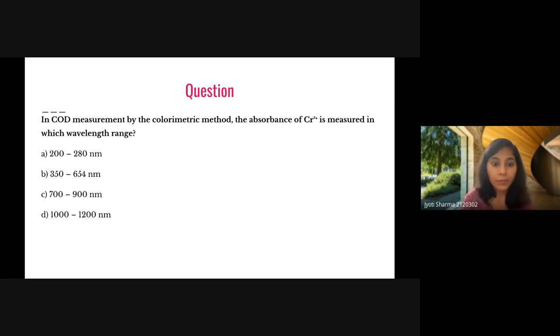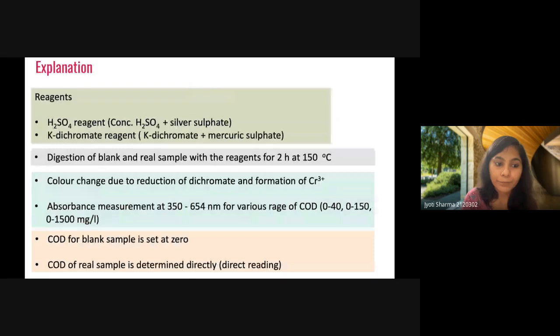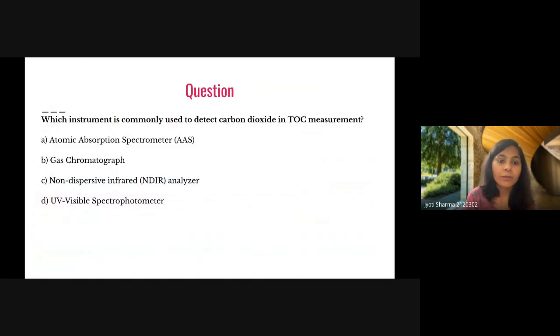Okay, Pradeep gave me B answer, and yes, so this is B. Whenever we are giving light of wavelength 350 to 654 nanometer, light of that particular wavelength will be absorbed by the chromium, right? And then using your Beer-Lambert law, you can calculate the concentration of your COD. This is the method. I think I need to skip here right now.